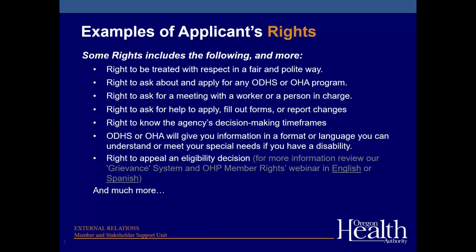Here are some examples of the applicant's rights. They have a right to be treated with respect in a fair and polite way. They have a right to ask about and apply for any of the programs. They have a right to ask for a meeting with a worker or a person in charge. They have a right to ask for help in their application. They have a right to know the agency's decision-making timeframes, to ask for information in a format or a language that works for them, or to meet their needs if they have a disability. And they have a right to appeal an eligibility decision.